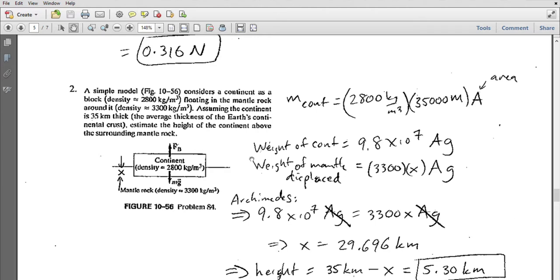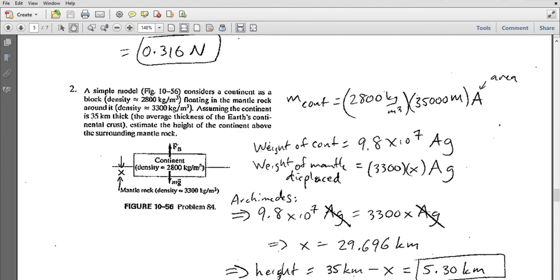Problem 2. A simple model considers a continent as a block; you can think of it as a cubic block in this case. We're given the density of the block. It's floating on the mantle rock around it, which has a higher density, so it's floating on a fluid of higher density, and therefore it doesn't sink; it's only partially submerged. Assuming the continent is 35 kilometers thick, so this dimension is 35,000 meters, estimate the height of the continent above the surrounding mantle rock.